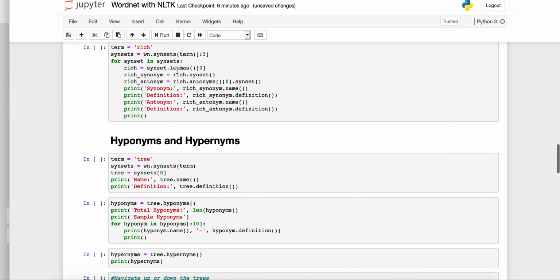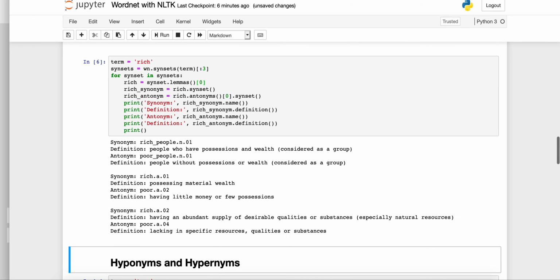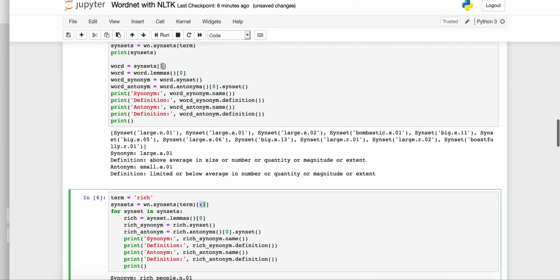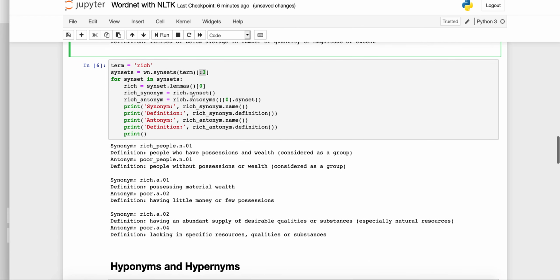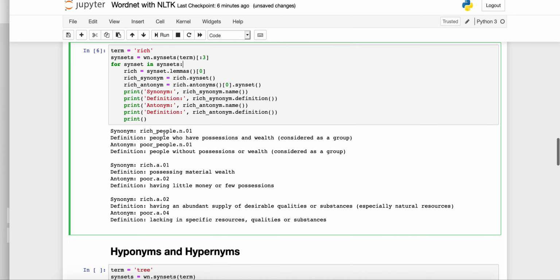Let's compare another term, rich. And here I'm looking at the first three senses. So remember up here I just put in one sense. Here I have 0, 1, and 2, so the first three, and I'm running this code for this information. So a synonym is rich people with the definition here, and then poor, rich and poor.